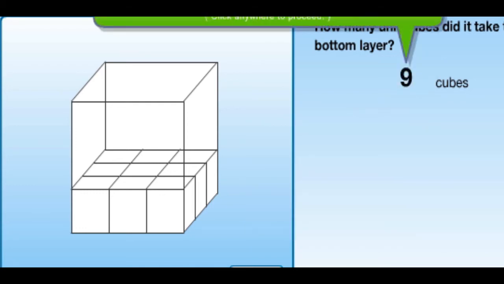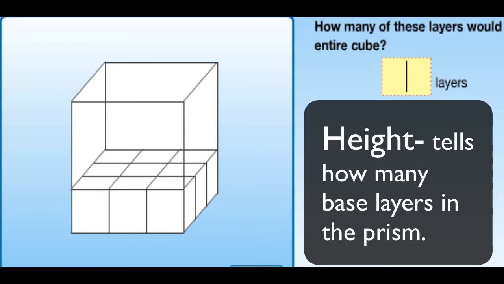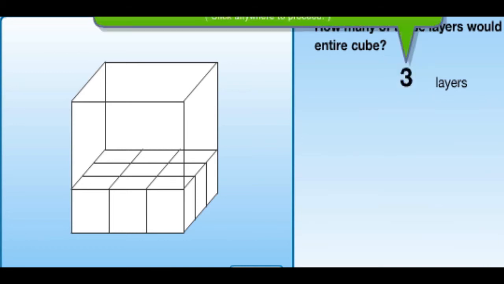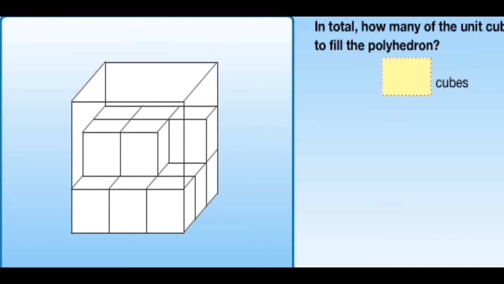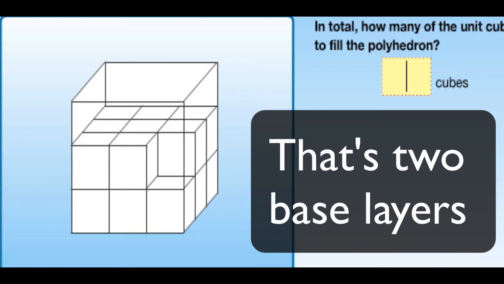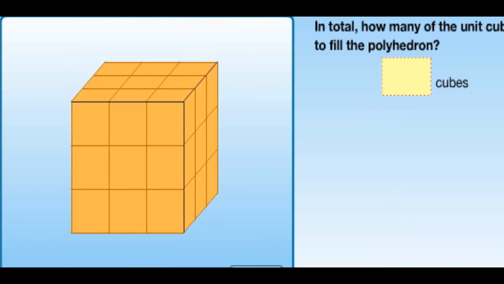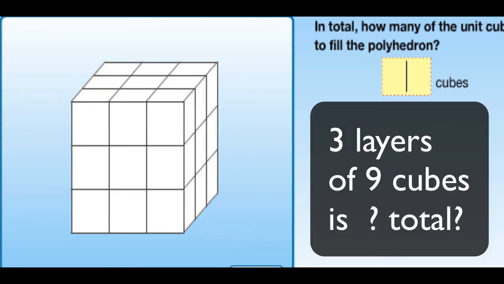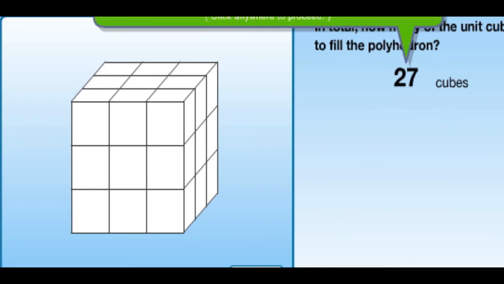And then we have to think about the height. So how many of those base layers will the box hold? And this box looks like it will hold 3, right? We're not told that, but it's a good estimate. So let's see, let's keep stacking. Okay, so there's 2 whole layers, but how many cubes are in that second layer? 9. And here's another layer. And how many cubes are in that third layer? 9. That's 3 layers of 9 cubes. That's a total of 27 cubes.